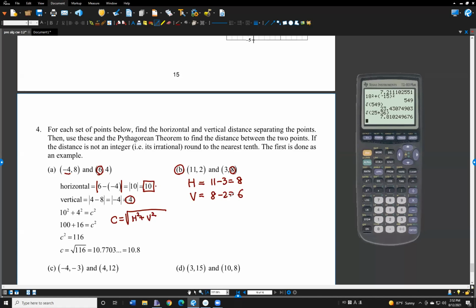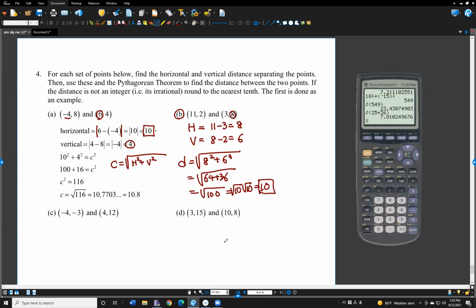Now apply the Pythagorean theorem. Diagonal, how much? Distance is how much? Horizontal squared plus vertical squared, right? This is 64 plus 36 equals what? Square root of 100. Now the square root of 100 is what? Square root of 10 times square root of 10, right? Which is 10. That's the answer. Is it okay? Just find out the vertical length and the horizontal length.